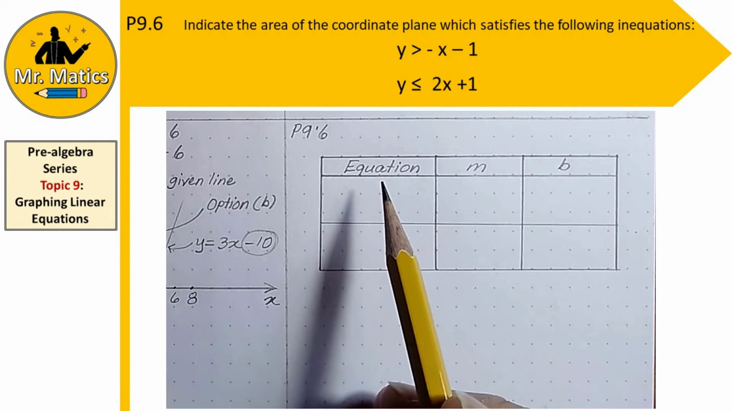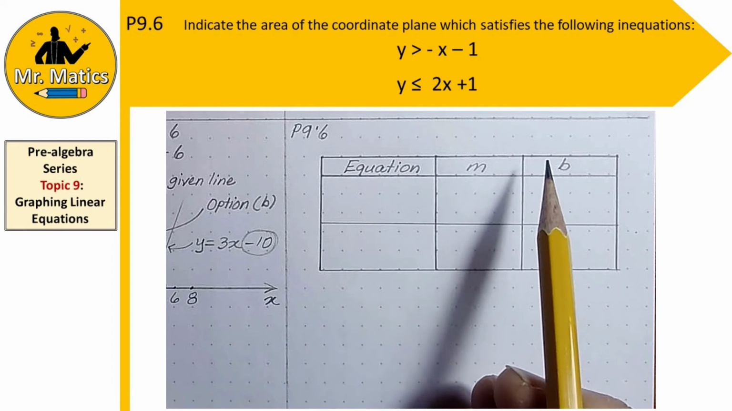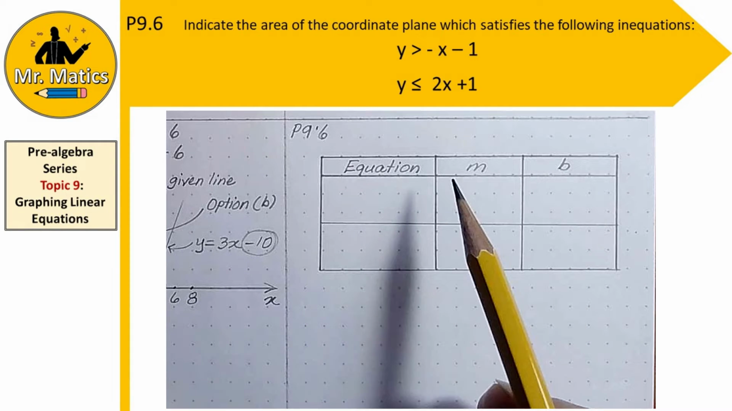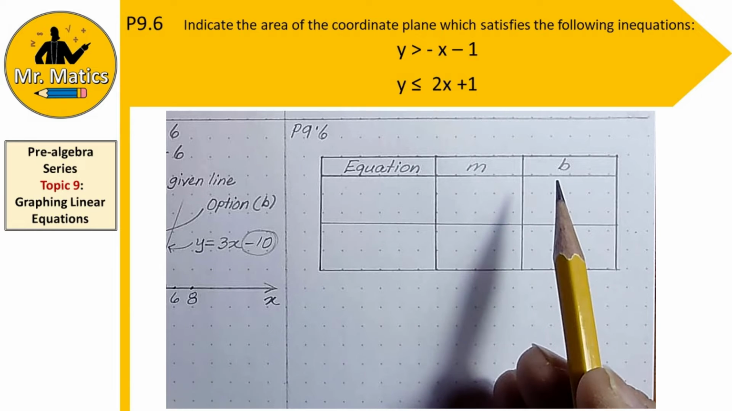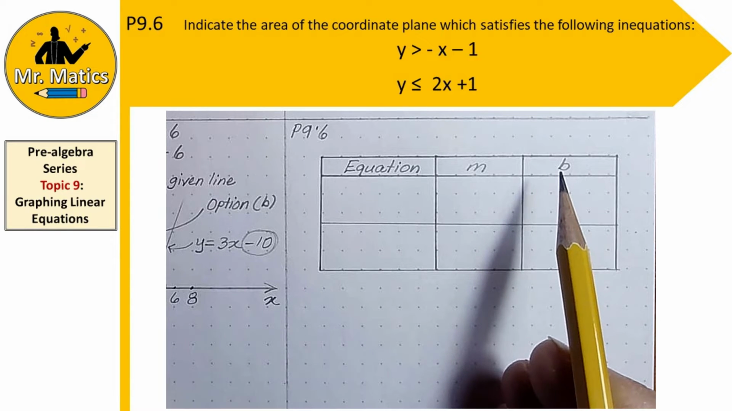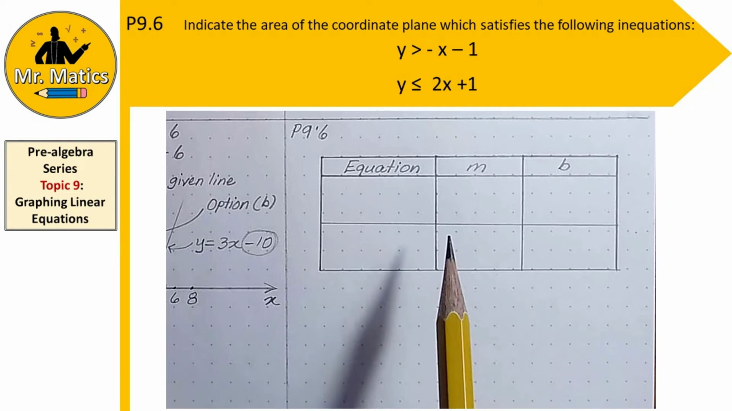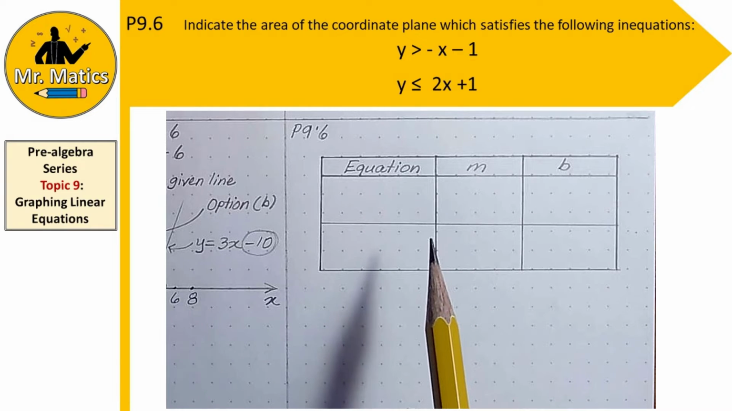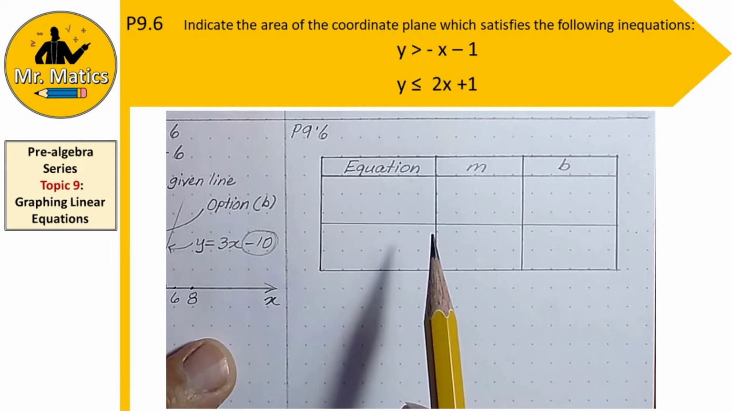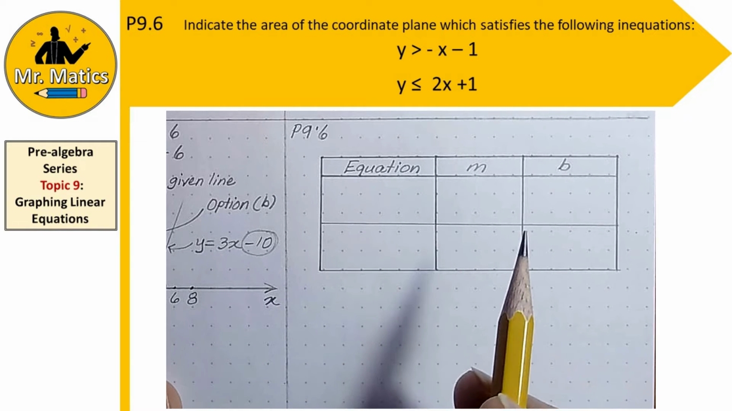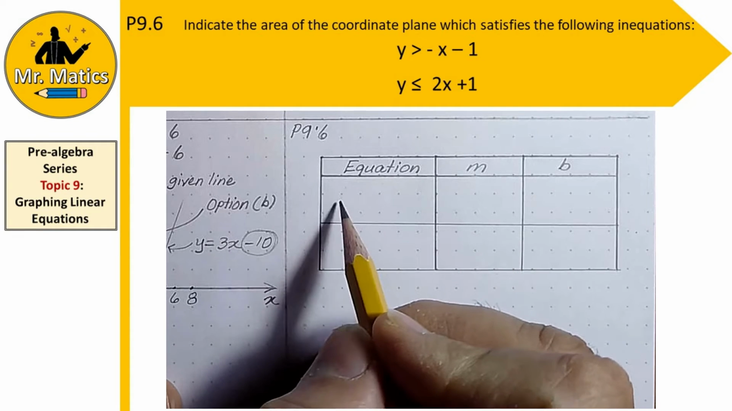So what I did start with is a simple table where I'm going to find the slope and the constant or the intercept of those two equations. Now inequations are given. I will replace those signs, greater than and less than or equal to sign, with an equality sign. That makes them equations, and then from there we will proceed to find what those inequations would look like. So let's start with the first one.